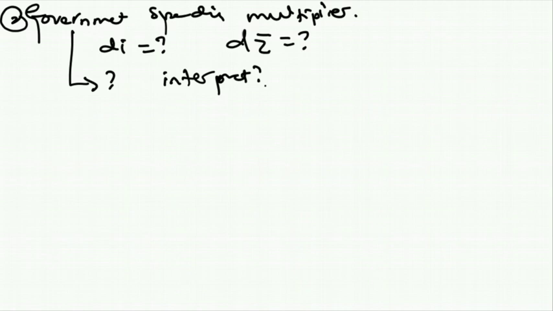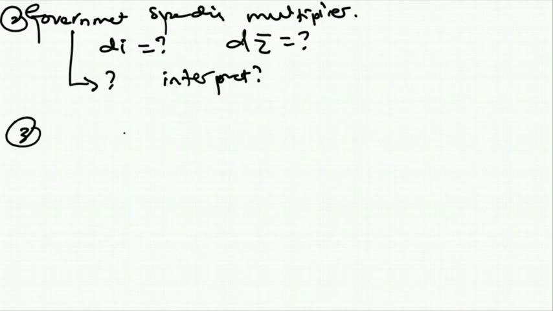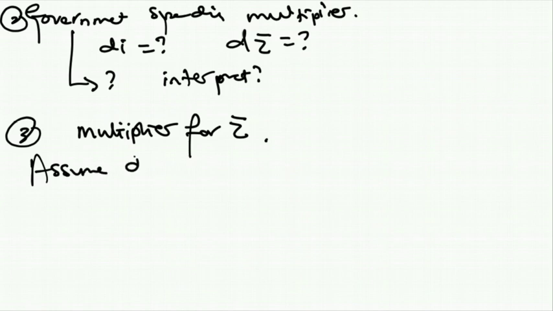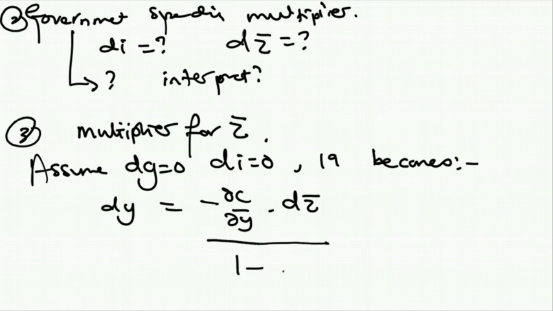Because now I want to explain to you the third thing using this formula in 19 here. We want to talk about the change in tax. So if you want to talk about the change in tax, then what should we do? We want to find the multiplier for lump sum tax. So other things constant, assume no change in government spending, dG is 0. No change in investment demand. Then 19 becomes what? dy equals to minus delta c over delta y times d tau bar over 1 minus delta c over delta y.